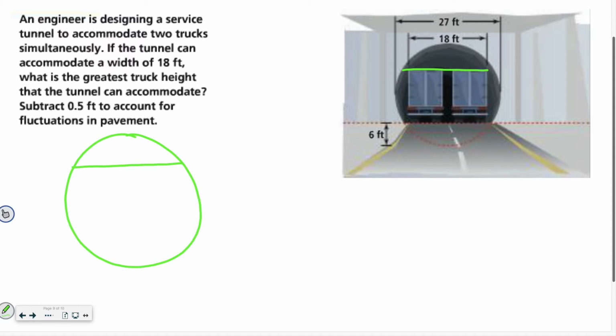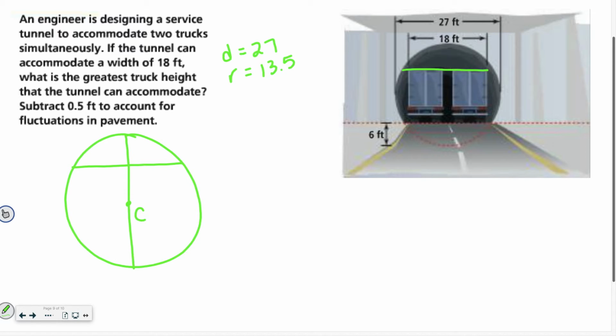So a radius would be 13.5, because remember, a radius is half of a diameter. Okay, and then let's just draw that diameter. So we're going to say that this is the center of our circle.